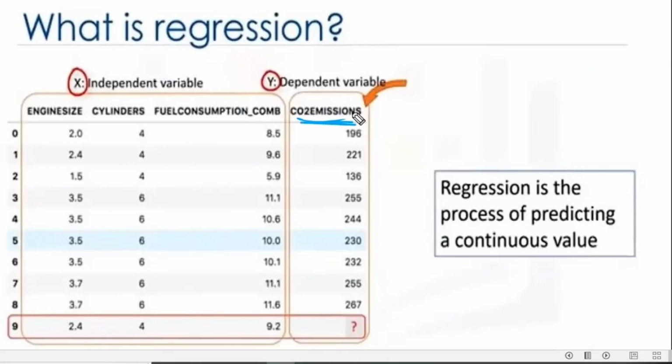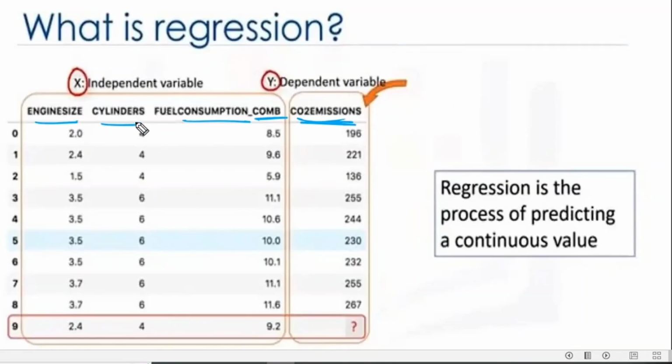In this particular example, the output variable is CO2 emissions. CO2 emissions is the output variable, which is dependent on the engine size, number of cylinders, and fuel consumption. Whatever combustion is happening within the engine, based on these parameters, the CO2 will be emitted.